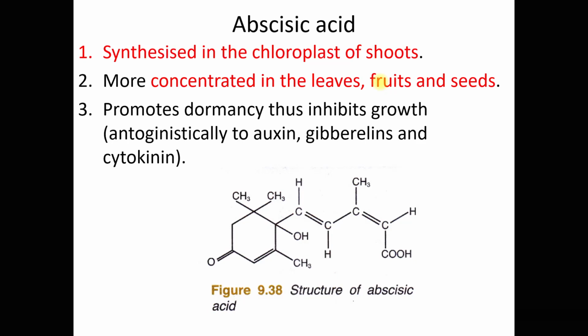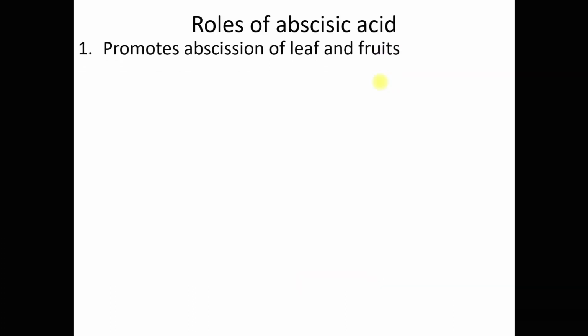Okay, antagonistically means it's the opposite. The abscisic acid has left effect, auxin has right effect. Okay, it's the other way around. Now roles of abscisic acid: it promotes abscission of leaf and fruits. This abscission is the aging process. Abscission of leaf will cause the leaf to fall.